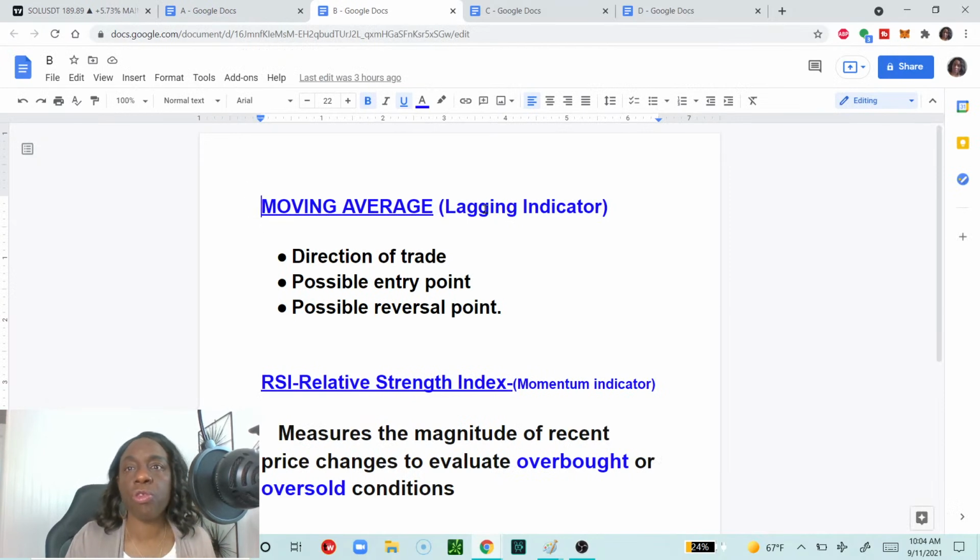So we're going to move straight into moving averages. What is a moving average? It is a lagging indicator, and a moving average is an indicator that you can put on your charts.